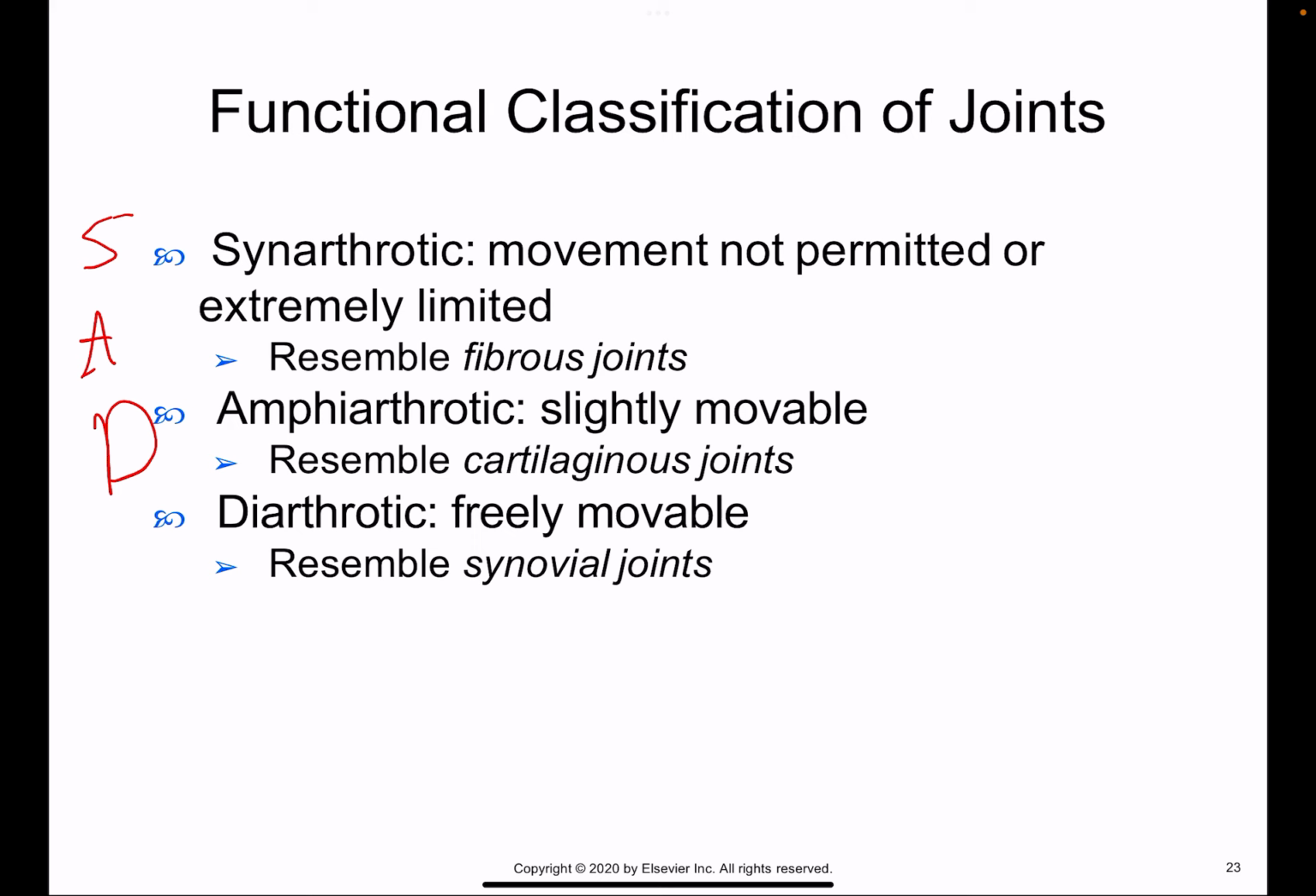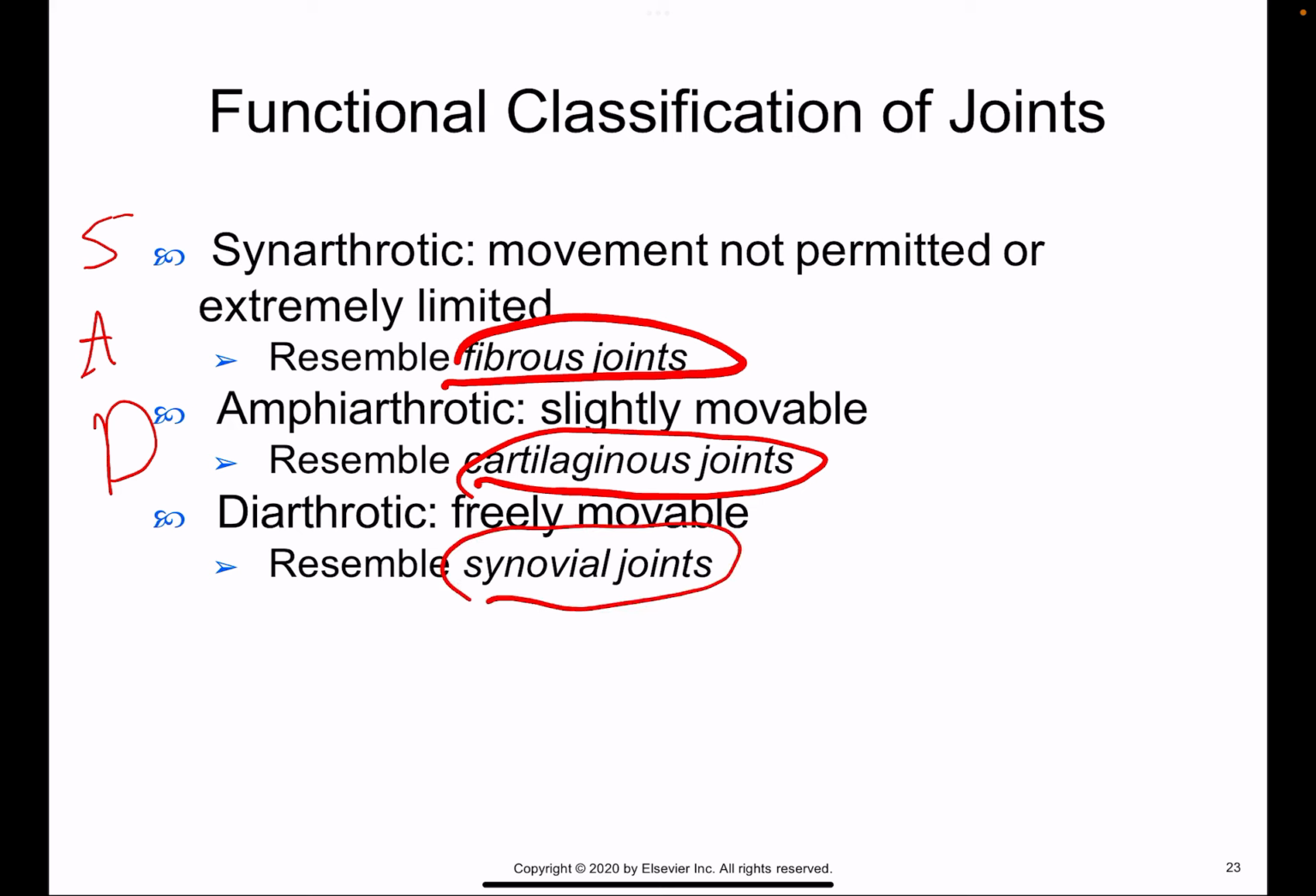Synarthrotic movement is not permitted or very limited, right? They resemble the fibrous joints. Whereas amphiarthrotic, it's slightly movable. That's more so cartilaginous joints. And then diarthrotic is freely movable, which is synovial. But, it's sad that not all joints are movable. That's something you could say. Try your best to remember this.